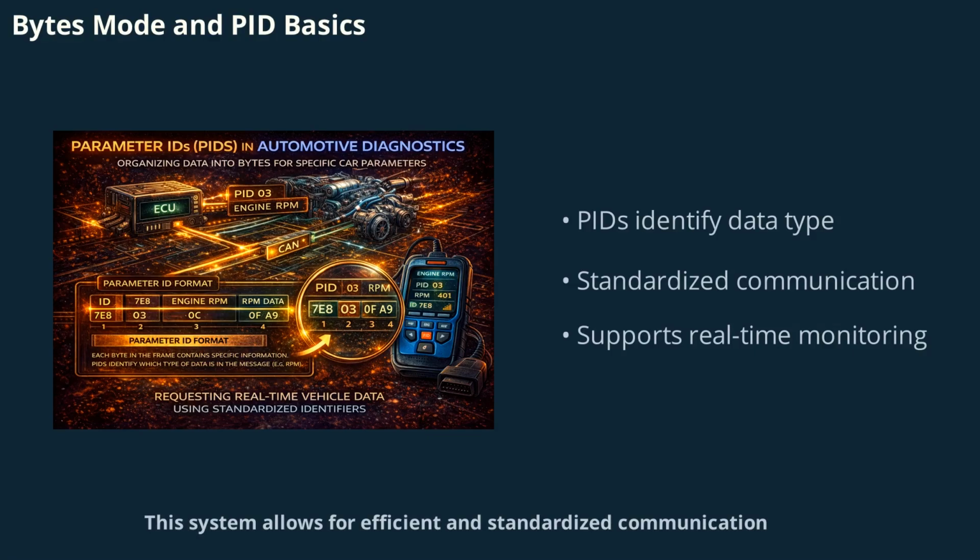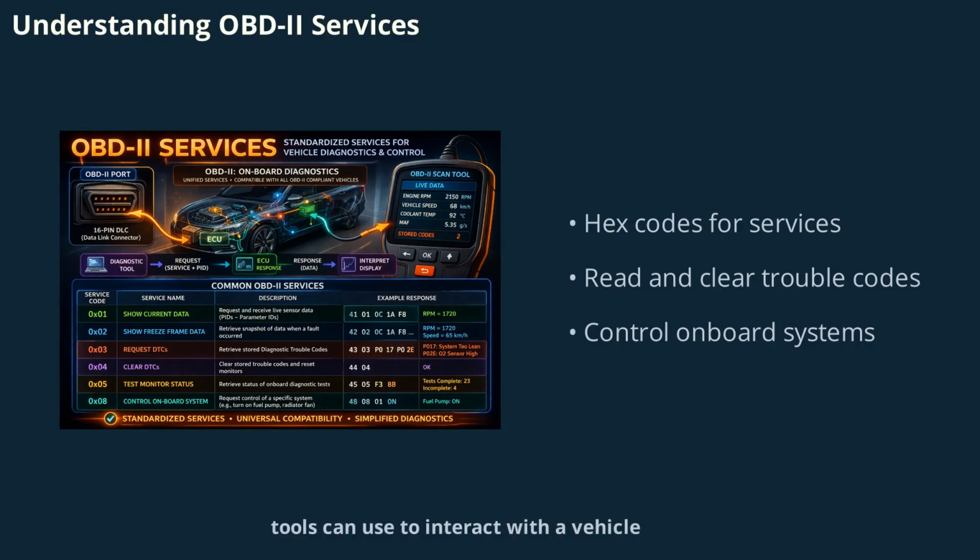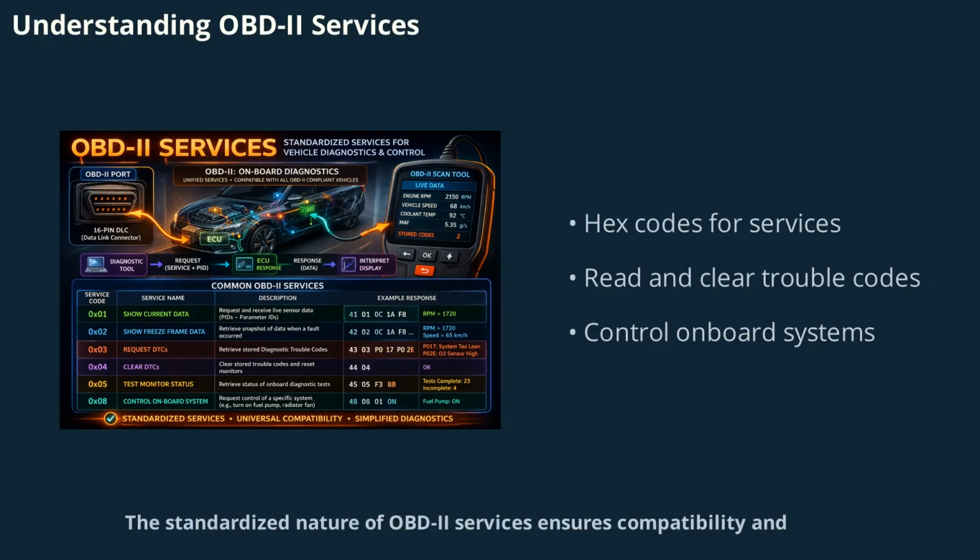This system allows for efficient and standardized communication, making it easier to monitor vehicle health and performance across different makes and models. Onboard Diagnostics, or OBD-II, defines a set of services that diagnostic tools can use to interact with a vehicle. Each service is identified by a hexadecimal code, such as 0x01 for showing current data or 0x03 for retrieving stored diagnostic trouble codes. These services enable technicians to read live sensor data, view freeze frame data, clear trouble codes, and even control certain onboard systems. The standardized nature of OBD-II services ensures compatibility and simplifies the diagnostic process for a wide range of vehicles.